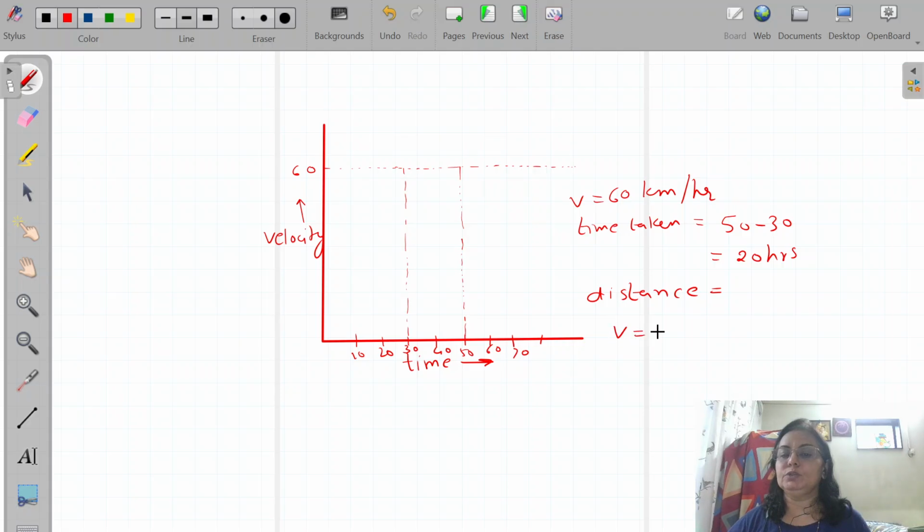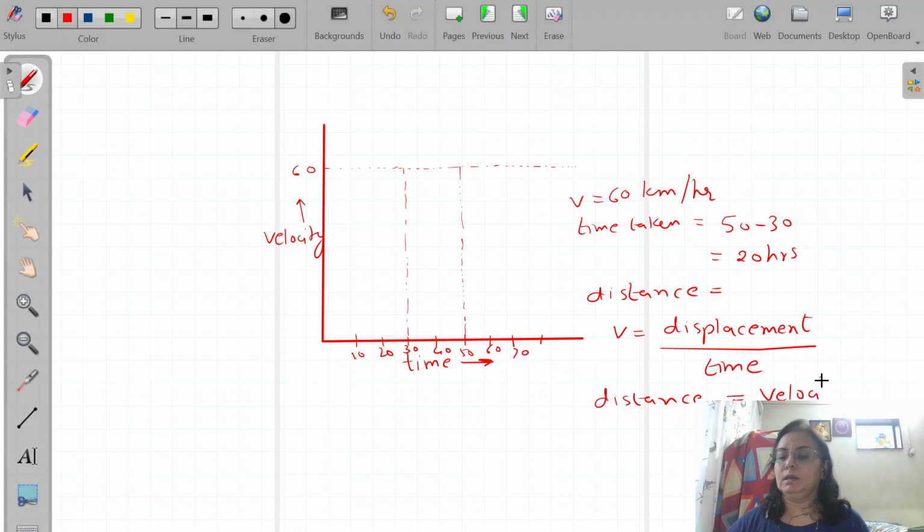We know velocity is equal to displacement upon time, and this is a straight line. So displacement or distance will be equal to velocity into time, which is 60 into 20. So this will be 1200 kilometer.